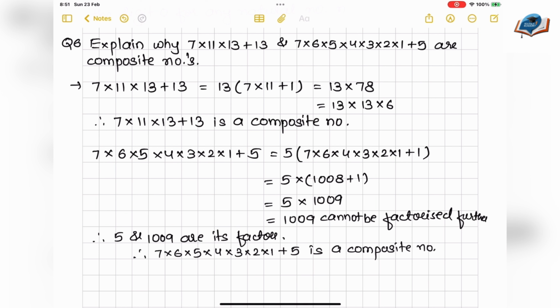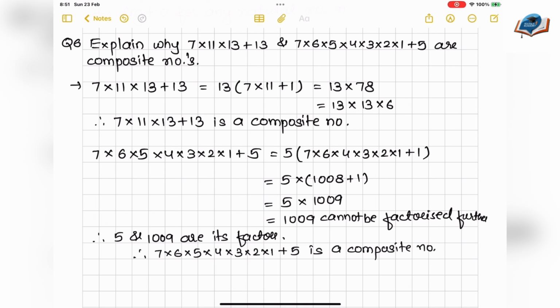Now, next question says there is a circular path around a sports field. Sonia takes 18 minutes to drive one round of the field while Ravi takes 12 minutes for the same. Suppose they both start at the same point and at the same time and go in the same direction. After how many minutes will they meet again at the starting point? So, see, it is very clear that both are taking different times and Ravi is taking less time. So they will meet again when the LCM of both happens. So LCM of 18 and 12.